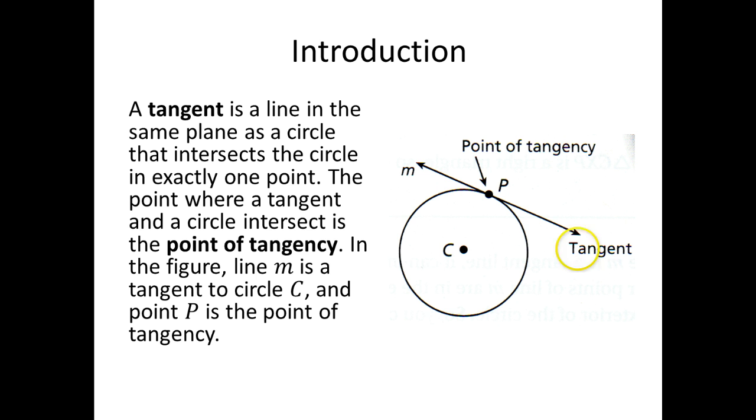We need to know what a tangent line is and what a point of tangency is. So a tangent line is a line that's in the same plane as a circle that intersects the circle in only one point. The point where a tangent and a circle intersect is called the point of tangency. So for example, this line M would be the tangent line. Remember, a tangent line is a line that intersects a circle only in one point, and the point where the line intersects a circle is called the point of tangency. So that would be point P in this case.